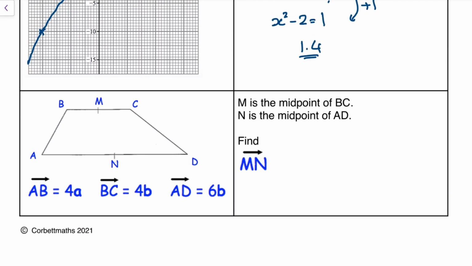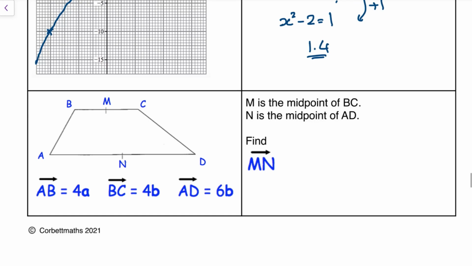Vectors, excellent. M is the midpoint of BC, N is the midpoint of AD. Right, okay. And then it says A to B is 4a, so in this direction, that's 4a. B to C is 4b, which means that that's 2b, because it's half, and that's 2b. A to D is 6b, so again, similar idea, that's 3b, and that's 3b. And then what do I need to do? So I need to find M to N.